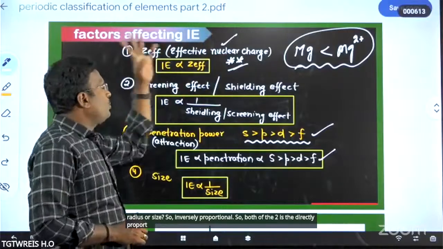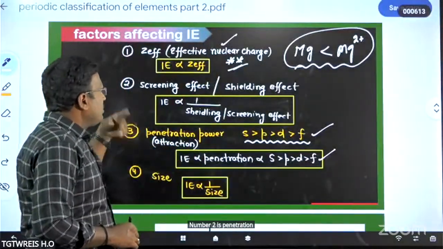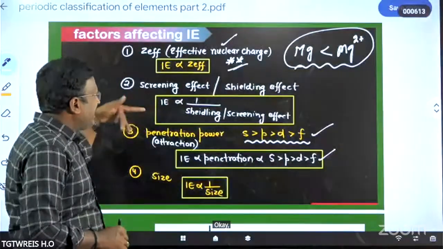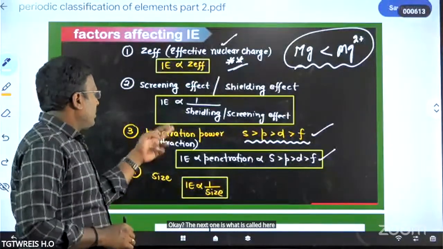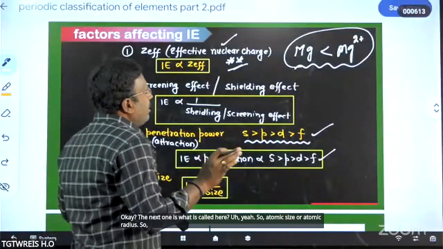So both of these two are directly proportional: number one is effective nuclear charge, number two is penetration power. And indirectly proportional is the shielding effect, our screening effect. Okay, the next one is what is called here? Atomic size or atomic radius. So this is the second periodic property.